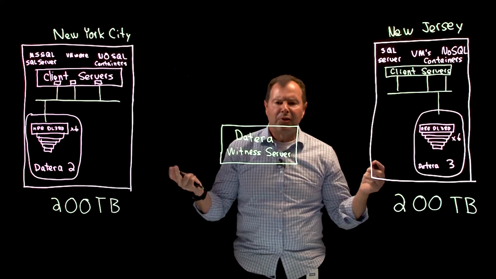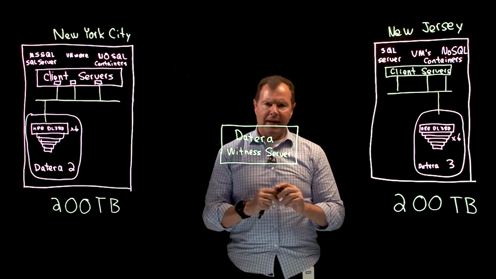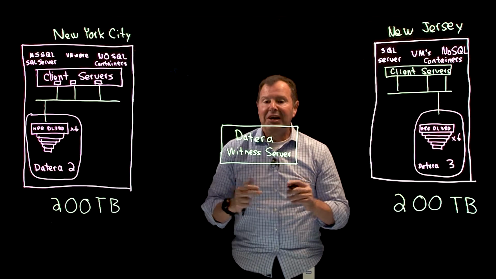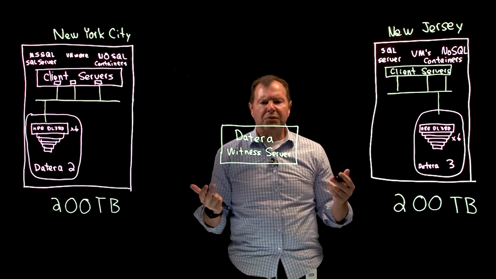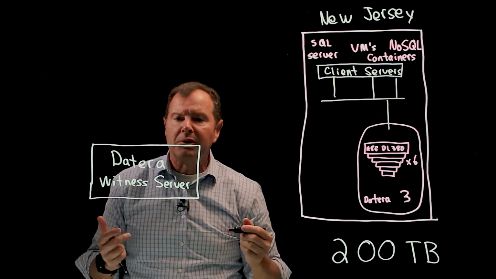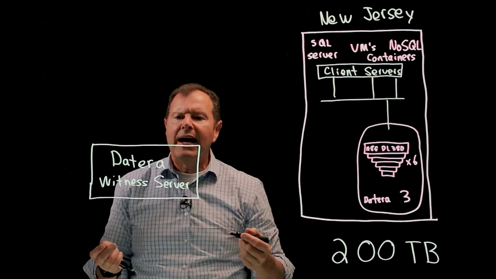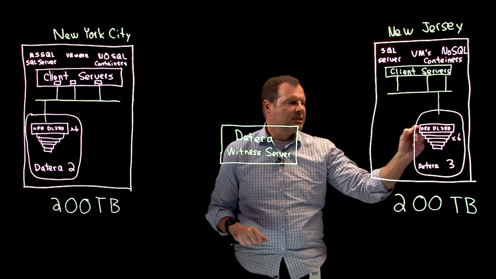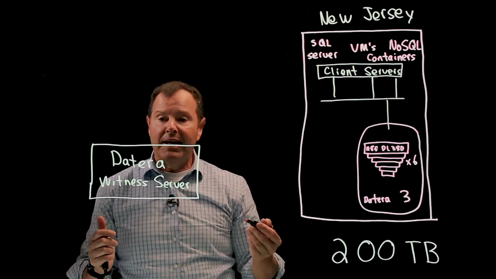So our customer requested a very simple stretch cluster across 2 fault domains. The sites in this case, New York City to New Jersey, are about 7 miles apart. They run a combination of mission critical workloads. We've got SQL Server, we've got VMs, NoSQL, we've got a couple of containers running. They're mostly Tier 1 and Tier 2 workloads. Each failure domain has 6 Datera nodes. In this case, they're HPE DL380s.